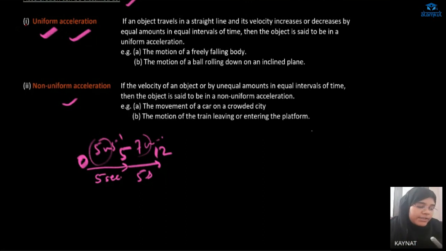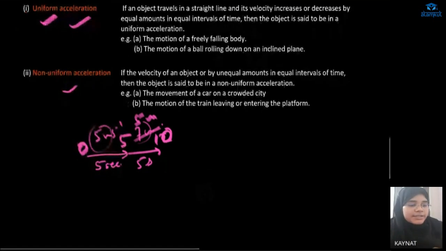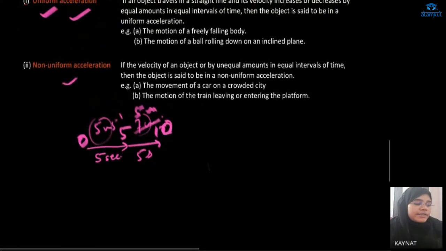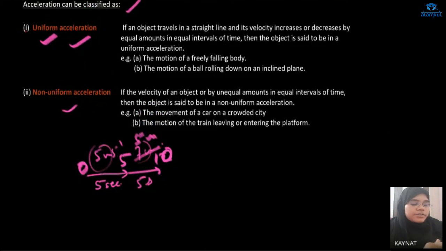But if the body's velocity becomes 10 meter per second, then the rate of change of velocity is the same, so it will be constant. Sorry, a uniform change in velocity. Every time the velocity is getting increased by 5 meter per second every 5 seconds. That is why we'll say yes, this acceleration is uniform acceleration.